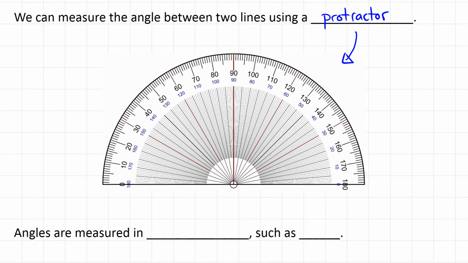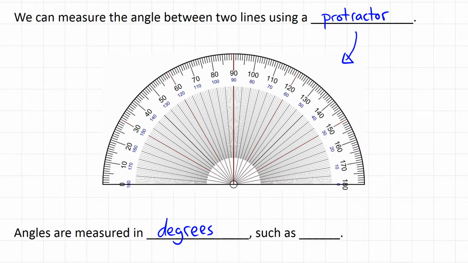Protractors are usually transparent, which lets us put it on top of a piece of paper or on top of an object that we're trying to measure an angle on. And so it lets us see the angle underneath while we're measuring it with the protractor. Angles are measured in degrees.